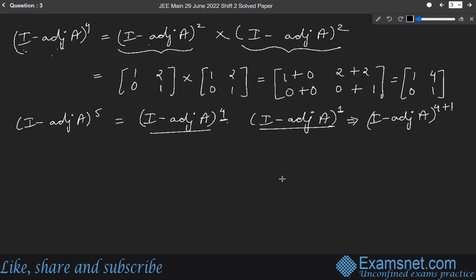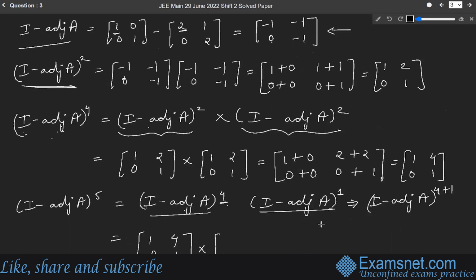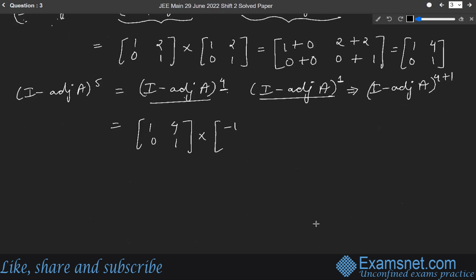So its value is equal to I minus adjoint of A to the power 4 into I minus adjoint of A. Okay. So what is the value of I minus adjoint of A to the power 4? It is 1, 4, 0 and 1, multiplied by what is the value of I minus adjoint of A? Let us see. I minus adjoint of A is equal to -1, -1, 0 and -1. Okay. So putting this value -1, -1, 0 and -1.